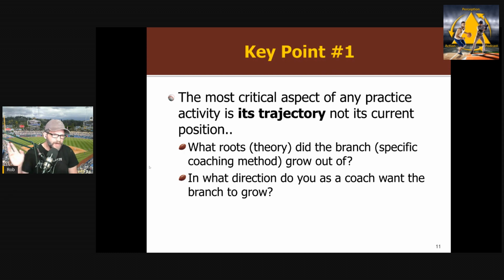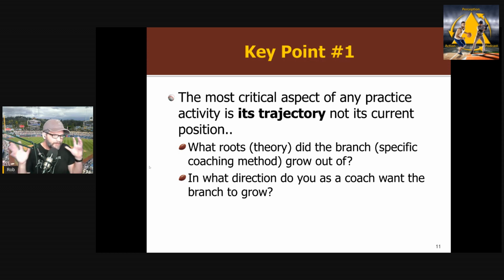The other is, where do we want it to go, right? We can use the analogy of a tree for the athlete too. In which direction do we want them to grow after this activity, right? Do we want them to come out of this activity with a specific technique nailed and perfected? Or do we want them to come out having learned how to problem solve and with a better search process, right? So which direction do we want to grow?